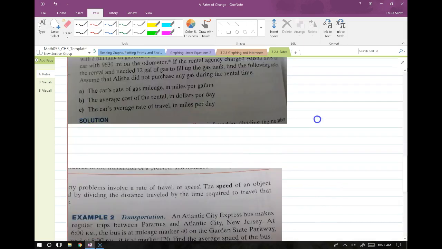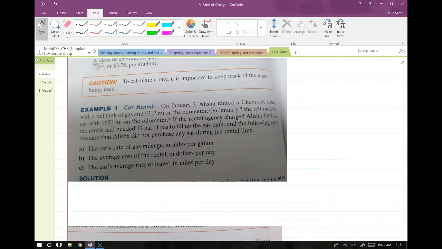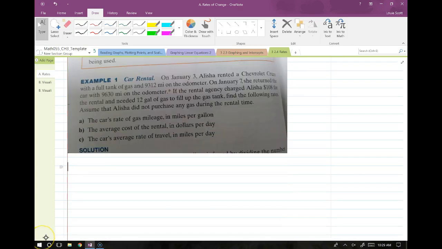All right. Oops, I put my examples too close. Just a second, let me space these out. All right, so let's dig into our first example here. This is all about car rentals. Let's go ahead and read through and highlight any important stuff.